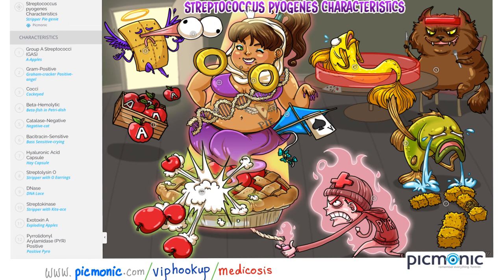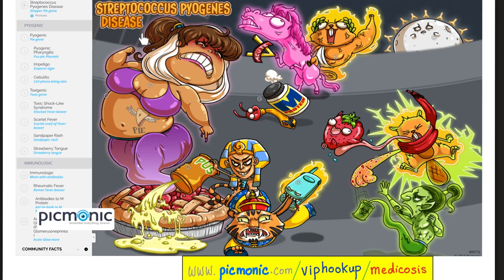The characteristics of Streptococcus pyogenes were discussed before. Don't forget the beta hemolytic. So here is my beta fish. Catalase negative and coagulase negative. Today we're talking about the diseases caused by Strep pyogenes. And this slide came from my friends at Picmonic. Link in the description. Diseases, let's go.